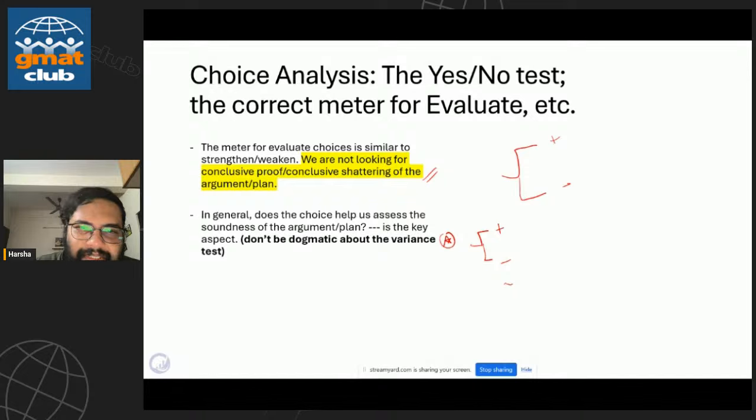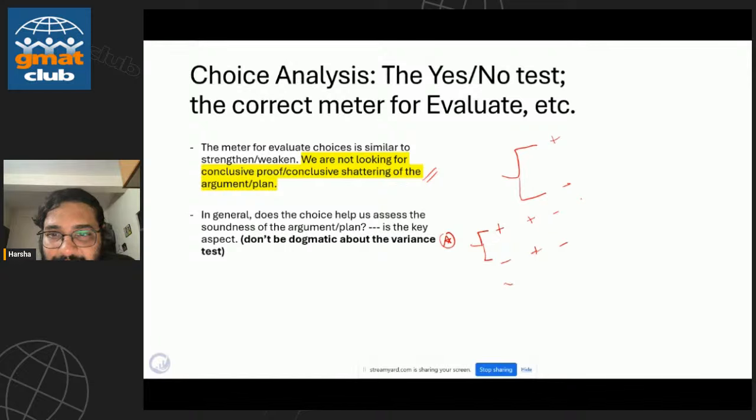Now, sometimes you will see a choice which, irrespective of which way you take it, is just making you believe more. This is typically not a good choice. This is just a strengthener. It just makes you believe more in the argument. How does it help you assess the argument is a question that you could ask. Likewise, you might have a choice that in both directions seems to be only weakening your argument or plan. That also doesn't seem like a good choice, does it? It's not really helping you assess the plan. It's just telling you that it's weakening your belief in the plan altogether.